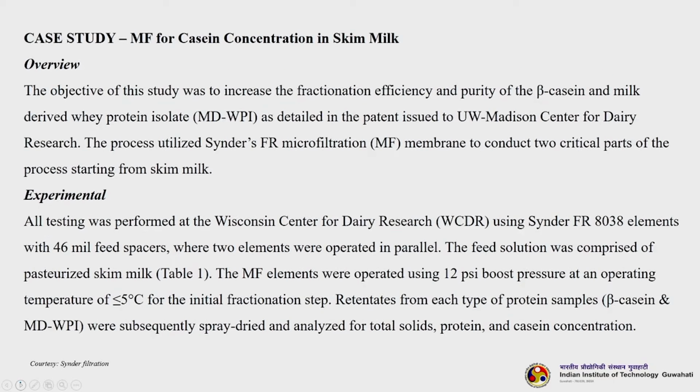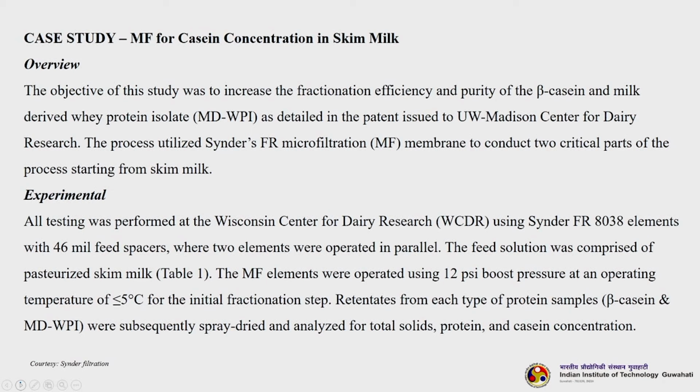So, the next is another case study: microfiltration for casein concentration in skimmed milk. What is the objective? The objective of this study was to increase the fractionation efficiency and purity of beta casein and milk derived whey protein isolate, as detailed in the patent issued to the UW Madison Center for Dairy Research by Synder Filtration. The process utilized Synder's FR microfiltration membrane to conduct two critical parts of the process, starting from skim milk. So, the experiment goes something like this.